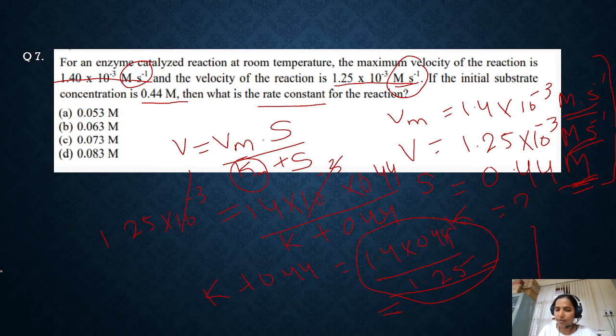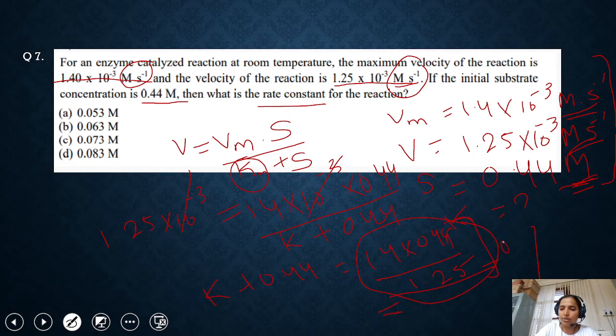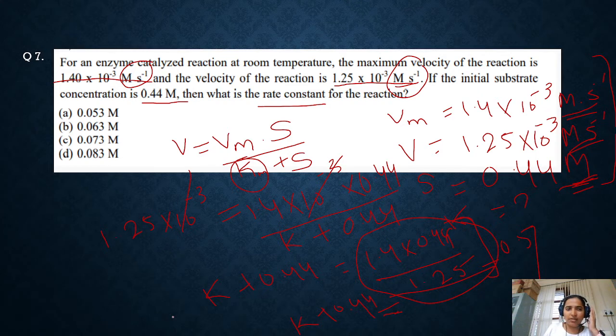Which value are you telling? This one is 0.5, or are you telling the answer to this question? After multiplying 1.4 into 0.44 divided by 1.25, we will be getting this 0.4928, ma'am. Okay, actually your voice is very low, so I'm not able to understand clearly. Okay, I'll write it.